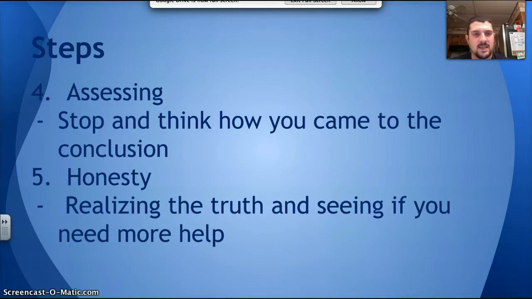Next is assessing. Stop and think how you came to the conclusion. Did it work, what you tried? What else do you think you can try? And so forth from there. And then five is simply honesty. Realizing the truth and seeing if you need more help, or trying to find somebody that's more of a professional at it and see if they can make you understand it better to move on from that standpoint.